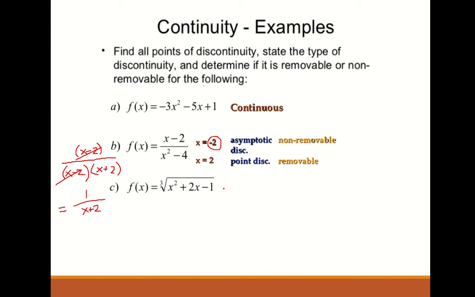Now for letter C, we are given a function equal to the cube root of x squared plus 2x minus 1. So the index here is 3. This is odd, as was said a while ago. So this is a continuous function, because whatever values for x here, whether positive or negative, since the index is odd, you will always get the value for f of x. So this is a continuous function. Next, here we have f of x equal to the square root of x squared minus x minus 6.